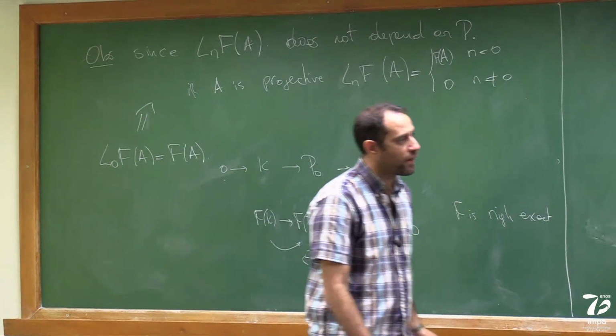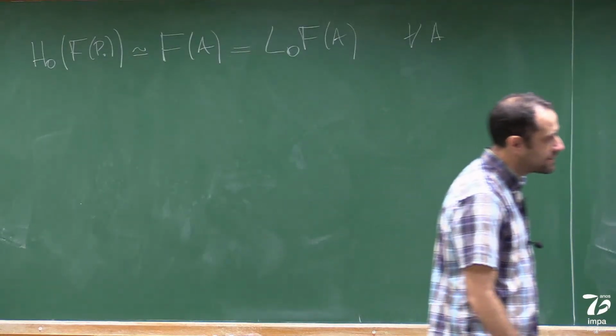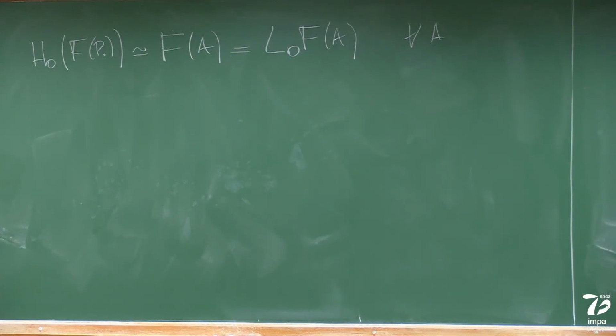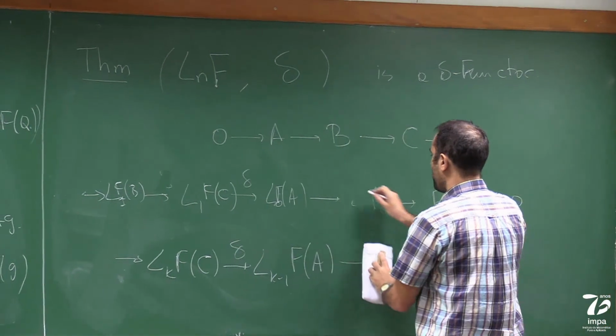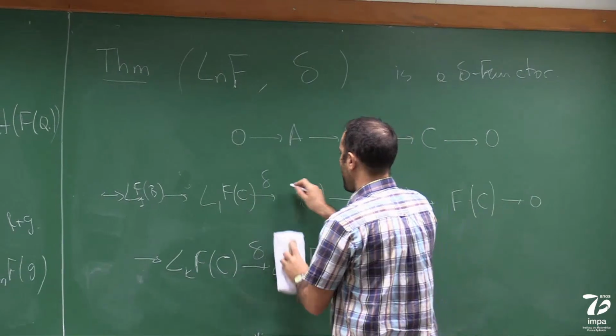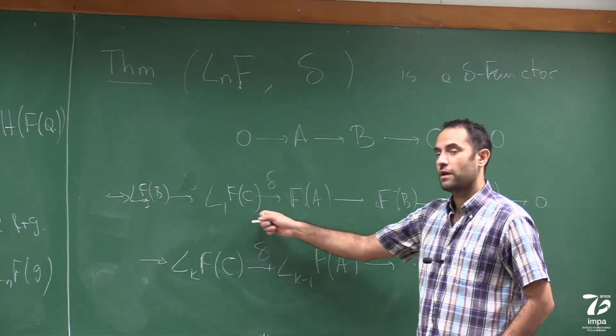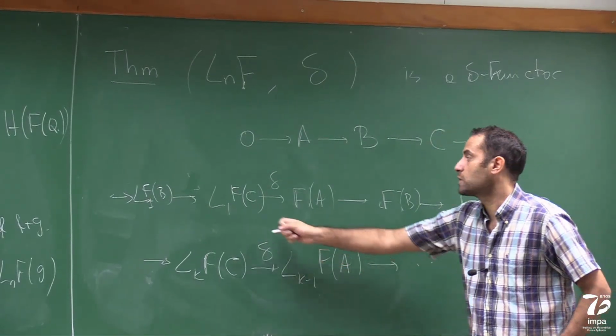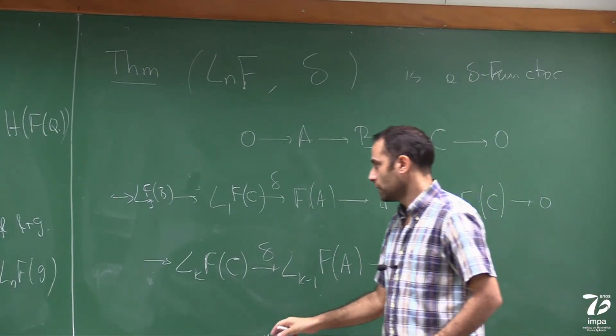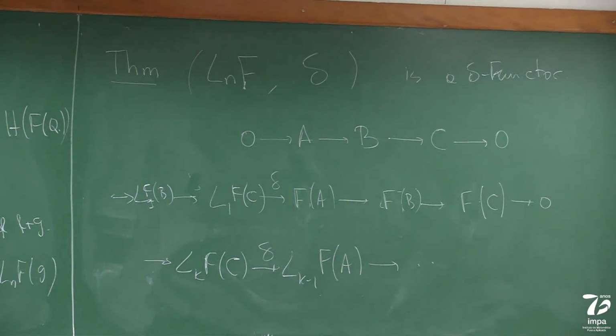Okay, so in this long exact sequence, I can replace these by F of C, F of B, F of A, and then I need to take the first derived functor of F here, and I want to compute this delta. So how are we going to compute these deltas?